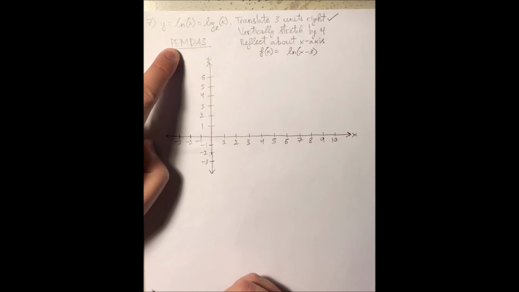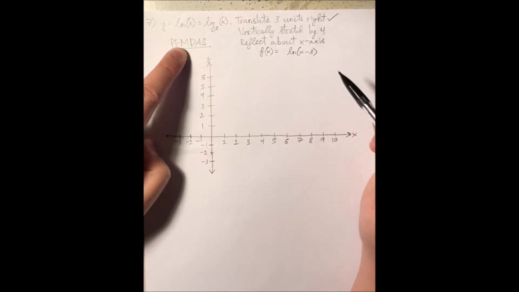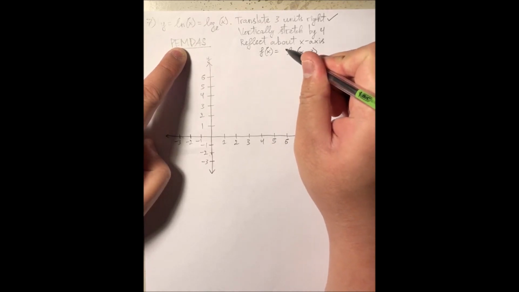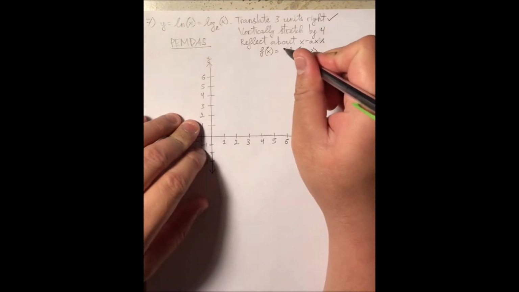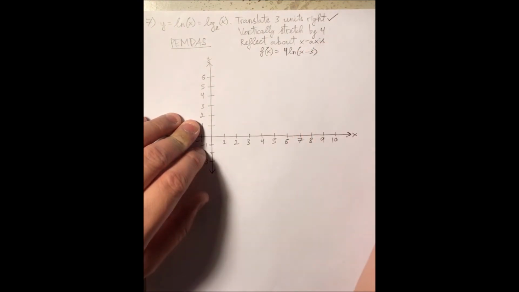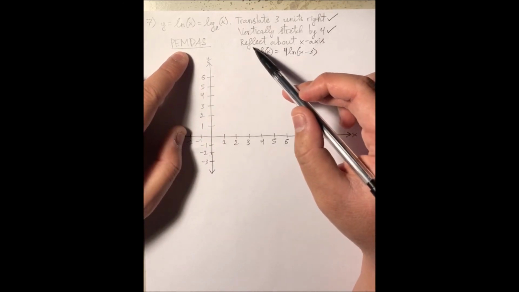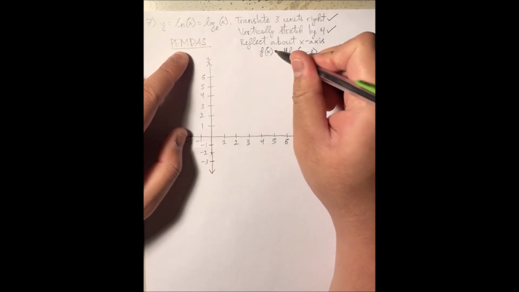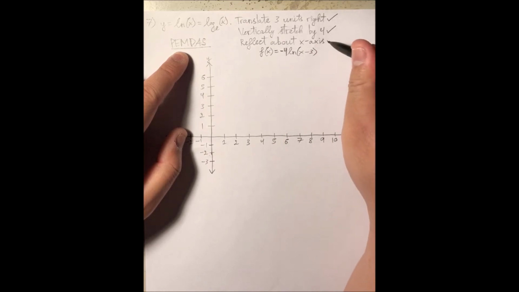Exponential power, well, we don't have any. Multiplication, we do. We have to vertically stretch this function by a factor of 4. So we take this function and multiply by 4 on the front, like that. But we also have another multiplication, which is by the minus sign because we are also reflecting this graph across the x-axis. So take this whole thing and just tackle the minus sign on the front.